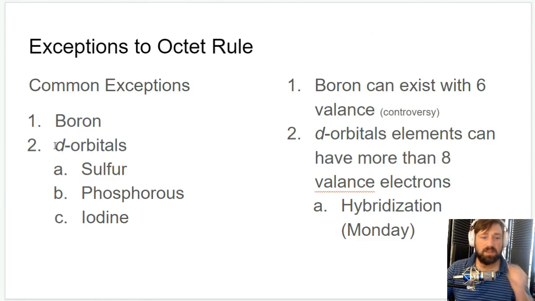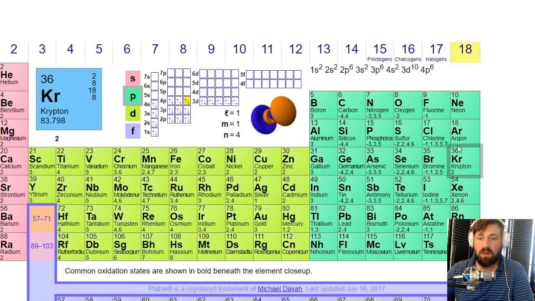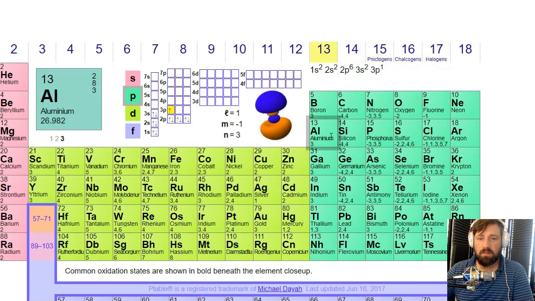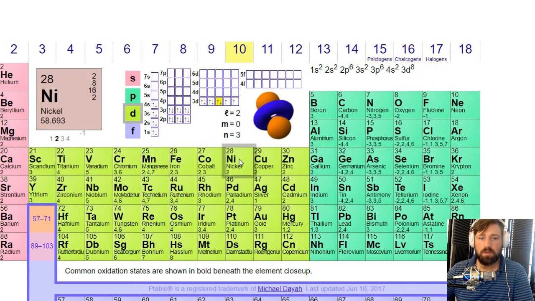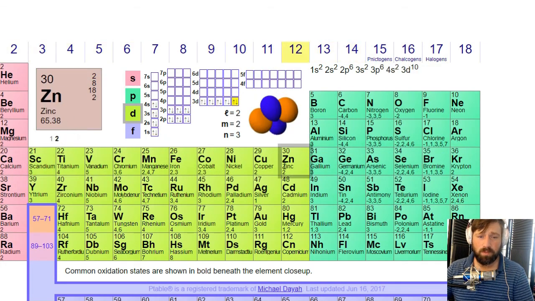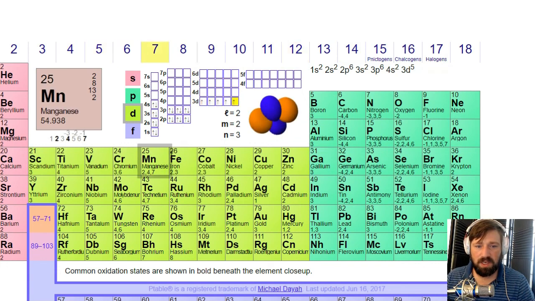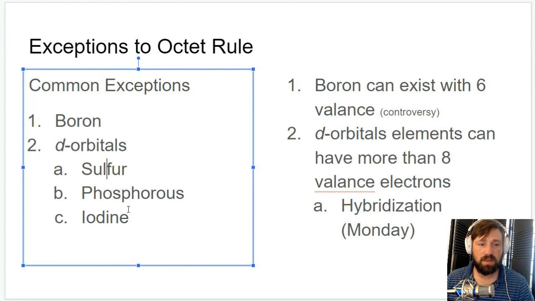Another exception is anything that has d orbitals in it. If I go back to look at the periodic table, anything that's in period 3 or lower is going to have access to these d orbitals. Remember that period 3 is that 3rd energy level, so there are going to be 3d orbitals available. So those 3d orbitals are going to be available for electrons to jump into, which means that things like sulfur, phosphorus, iodine are going to be able to have more than 8 electrons. See this in action.